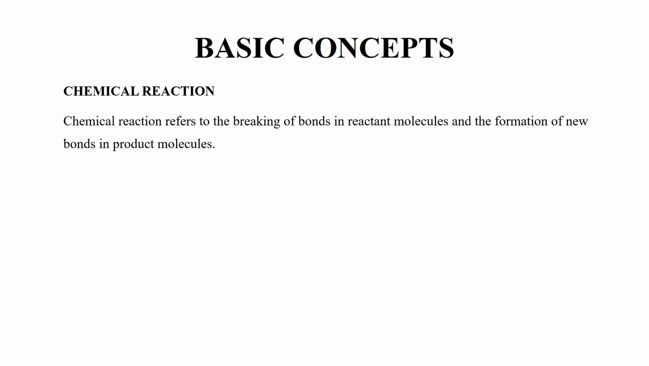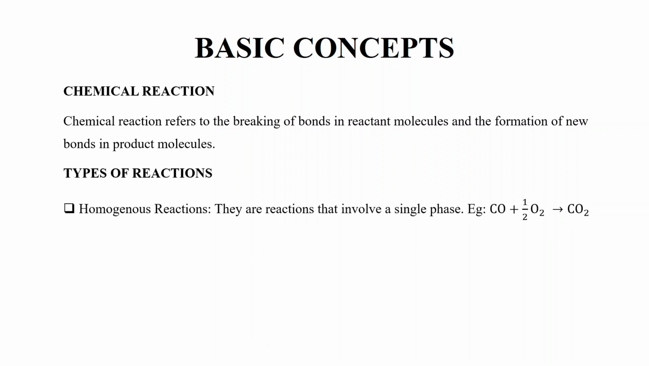When you talk about chemical reaction, we are talking about the breaking of bonds in reactant molecules and the formation of new bonds in product molecules. When this is achieved, that is when we see that there has been a reaction or a chemical reaction. Whenever there is a reaction, there is always breaking of bonds in the reactant and the formation of new bonds in the product. Now let's talk about the types of reactions.